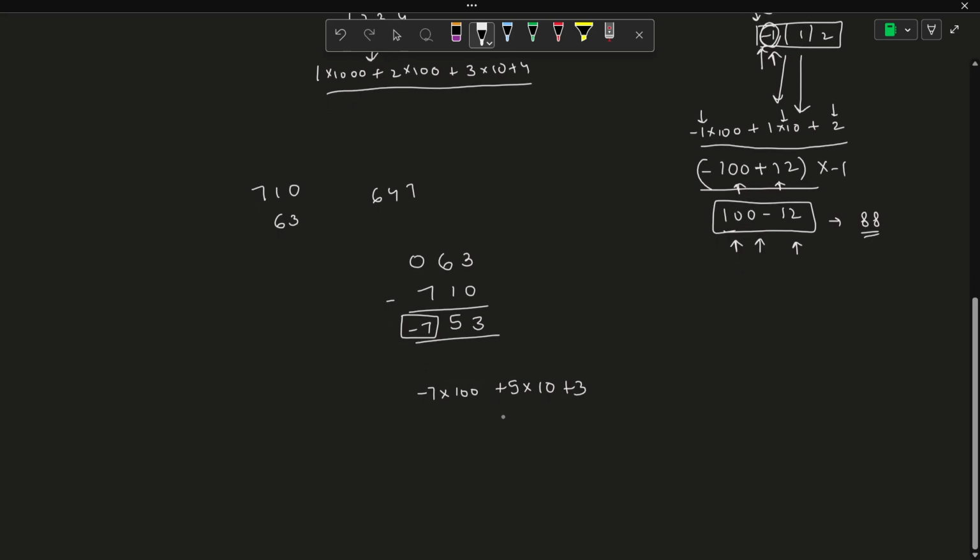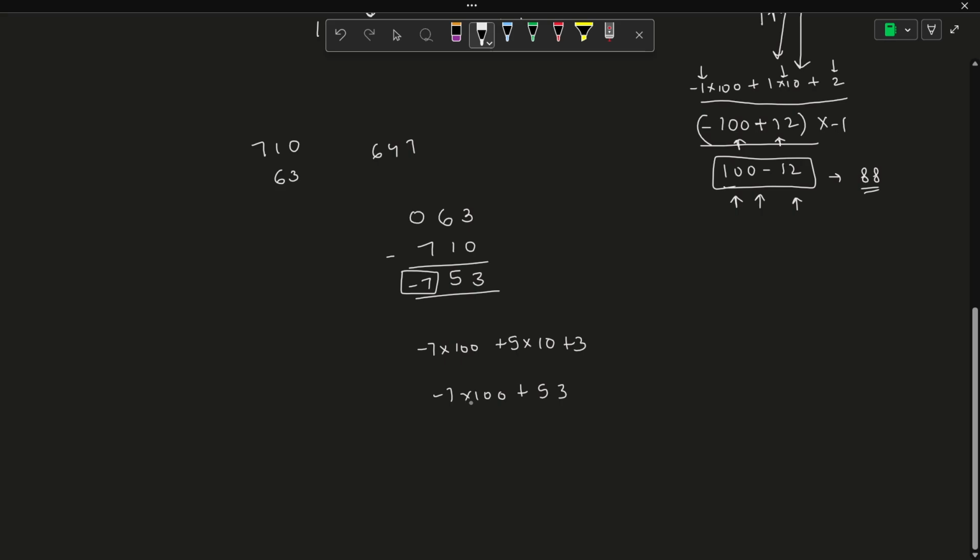So how can we write this? We can write it as minus 7 into 100 plus 53, right? Or this value is negative, I want the answer to be in positive, so I can also write it as 700 minus 53. So it is equivalent to 647, right?